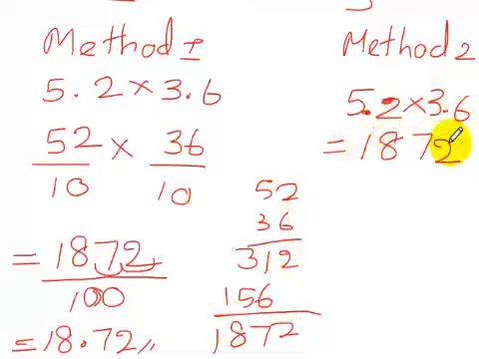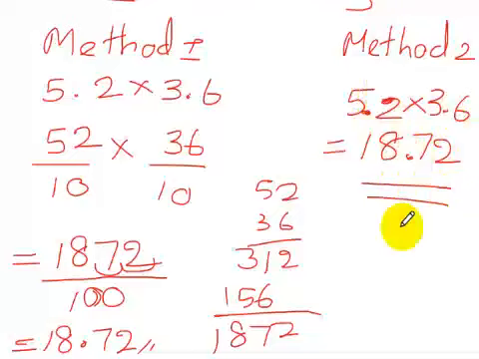So there are two decimals in this question. When you consider this number, one decimal, here another decimal, altogether 1 plus 1, 2. So you have to put two decimals here. You should consider the decimals of all the values in the problem. So here 1, 2, 1, 2. Answer is 18.72.